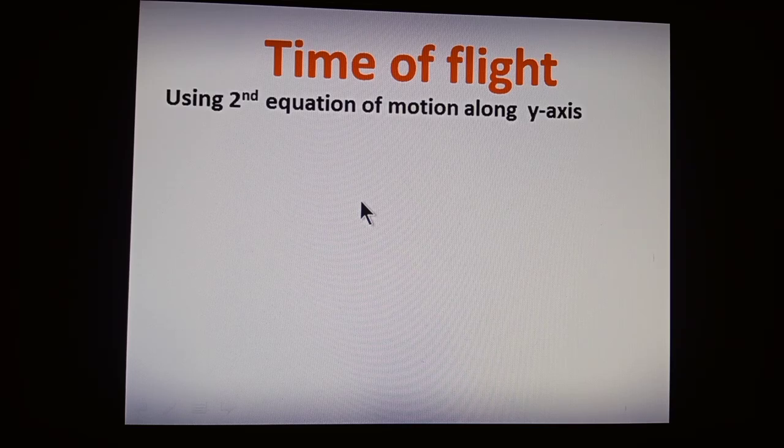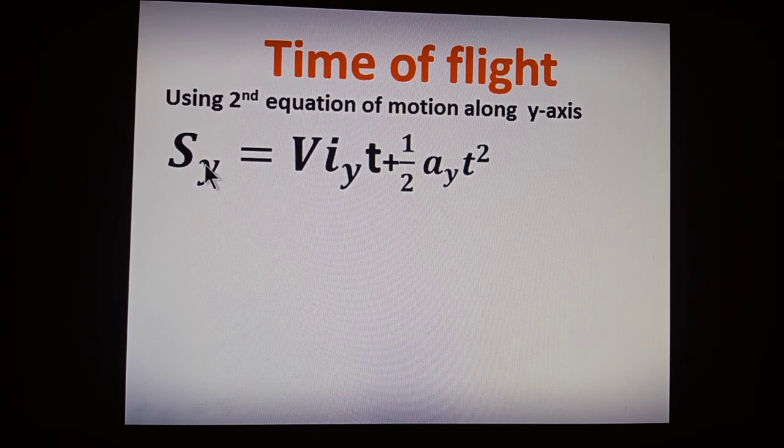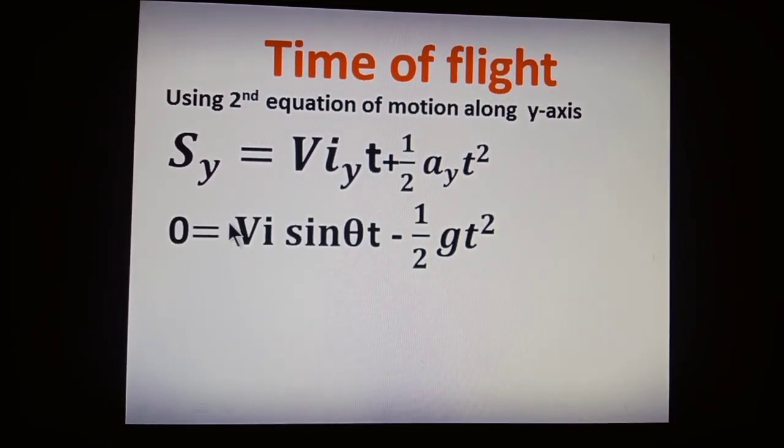To find the time of flight of projectile, we use second equation of motion along vertical. Students, the vertical distance moved during its whole flight is equal to VIY into T plus half AY T square. We used second equation. Now after completing its flight, it returns to the level from where it was fired. So vertical distance traveled by the projectile is 0. So putting values, 0 equals Vi sin theta into T minus half Gt square.